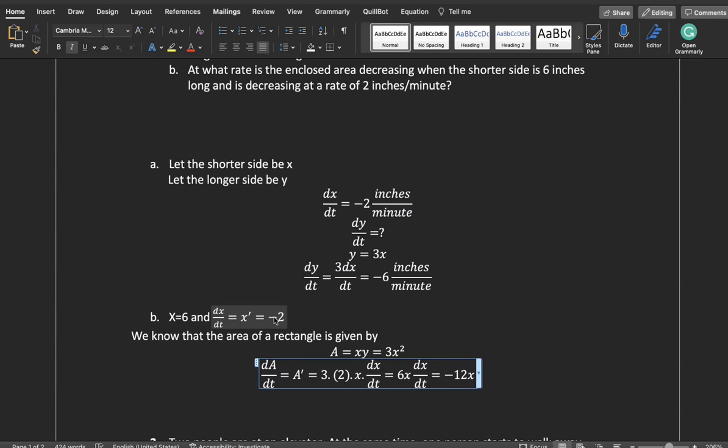Another thing that we were given is the value of x is 6, right? So when you multiply minus 12 by 6, you get minus 72, right?